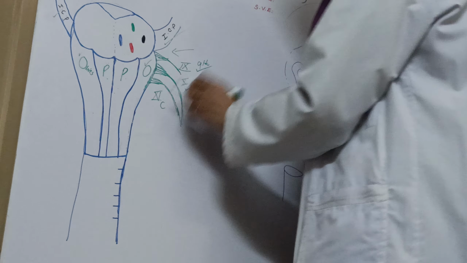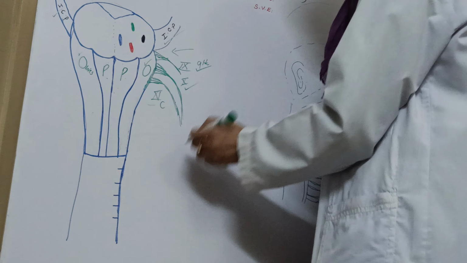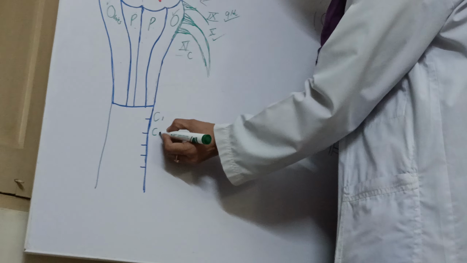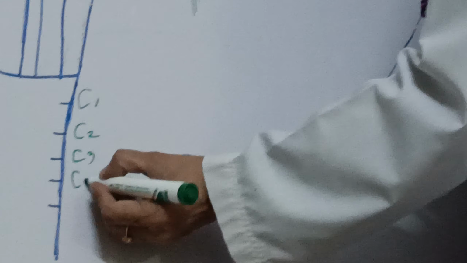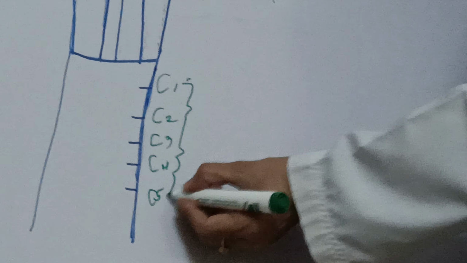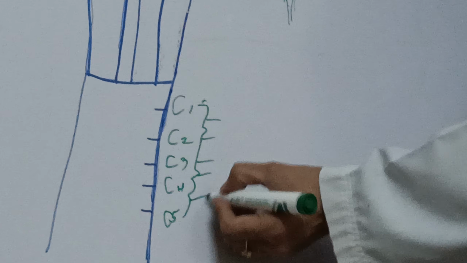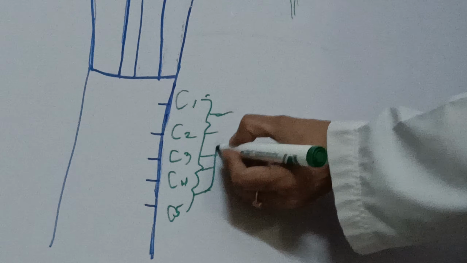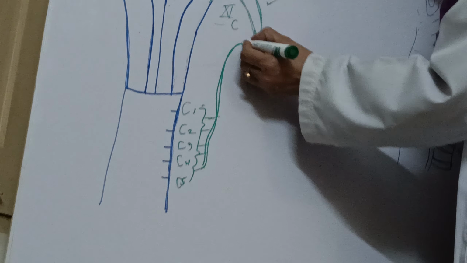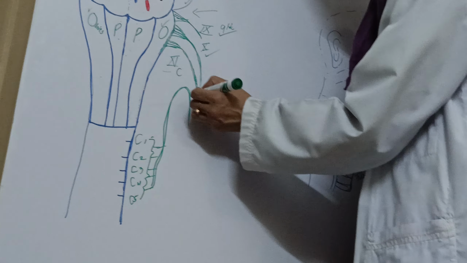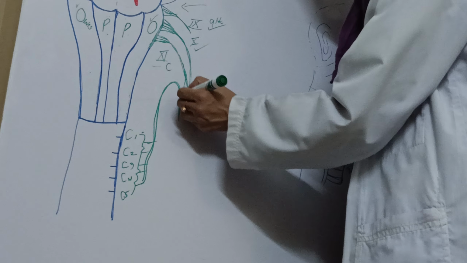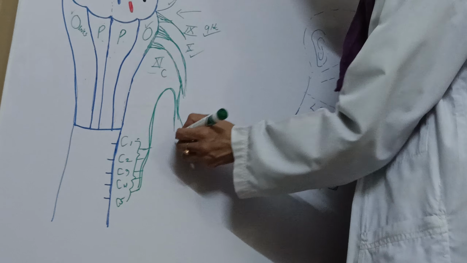And what about the spinal part of this accessory nerve? So concentrate. This is the C1 spinal segment, C2, C3, C4 and C5. And from here, the nerve rootlets combine to form the spinal part of the accessory nerve. In this way, it travels along with the cranial part, and it then merges with it. Then again, it segregates, right?